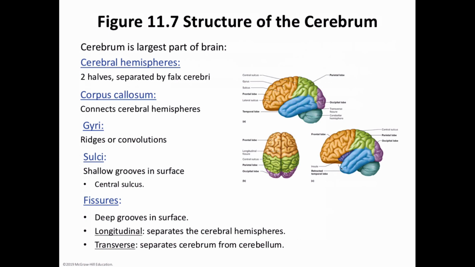And then we have what are known as fissures. Those are deep grooves in the surface. We have longitudinal fissures, as well as transverse fissures. The longitudinal fissure is what separates us into having those two paired cerebral hemispheres. And the transverse fissure is what separates the cerebrum from the cerebellum.